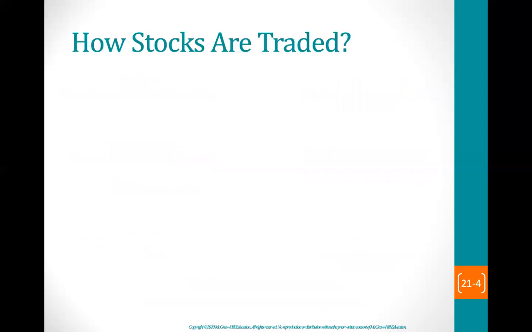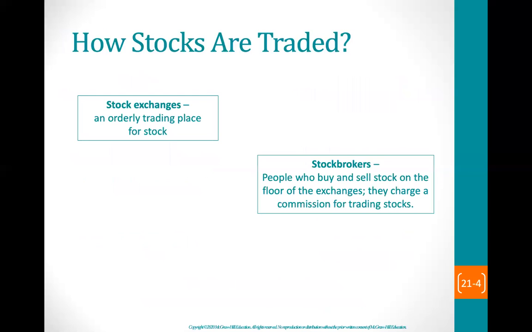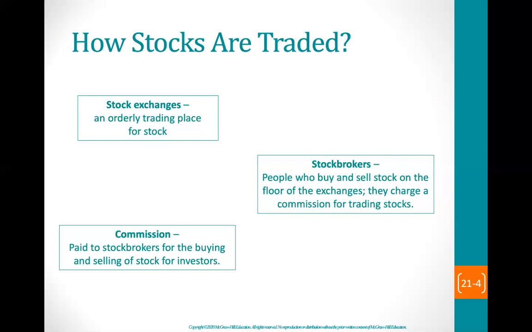How are stocks traded? Stock exchanges provide an orderly trading place for stocks. You can think of stock exchanges as an auction place. Only stockbrokers and their representatives are allowed to trade on the floor of an exchange. Stockbrokers are professionals who buy and sell stock, and they charge a commission for this job. This commission is paid to stockbrokers for both the buying and selling of stock for investors.